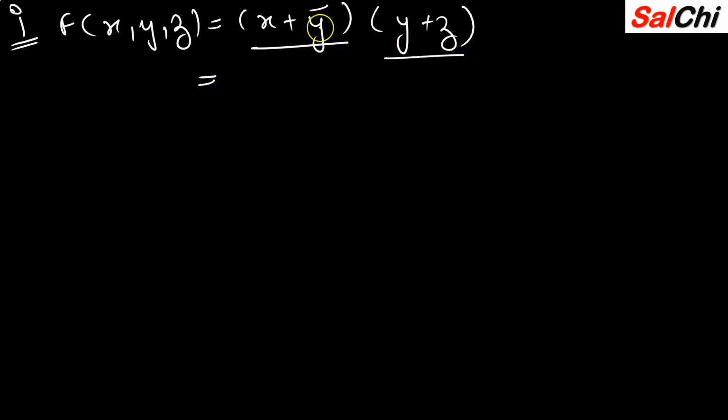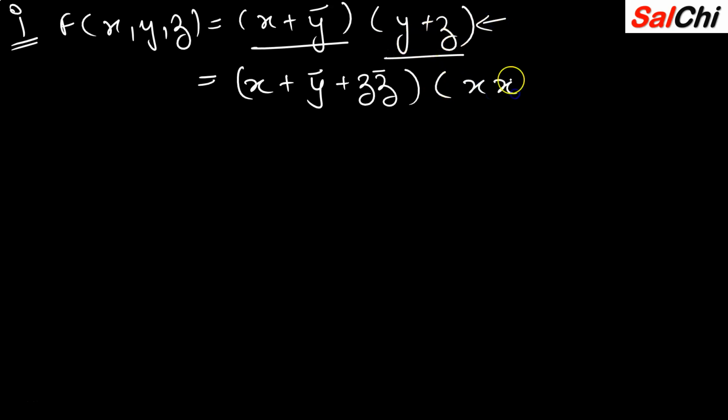I will first see that Z is missing. It is in the plus form, so I will write (X plus Y complement plus Z Z complement), that is, I add the multiplication of Z and Z complement. In the same way, in the second term, X is missing, so it will be (X X complement plus Y plus Z). Simple as that. Now, the main question is how to open these terms.